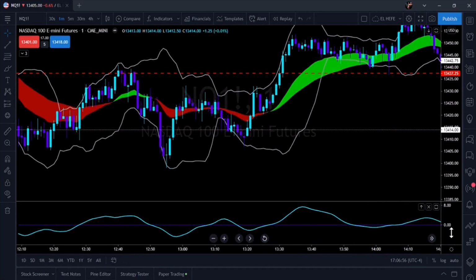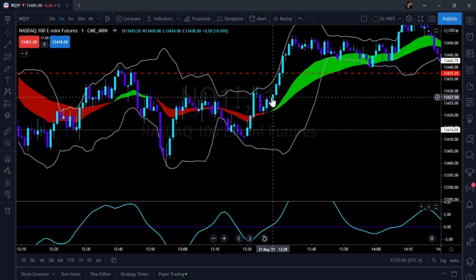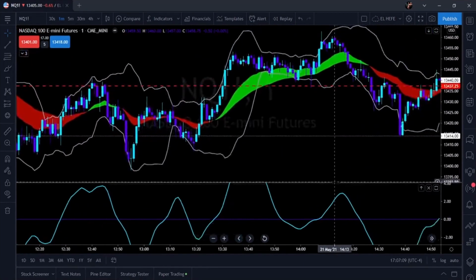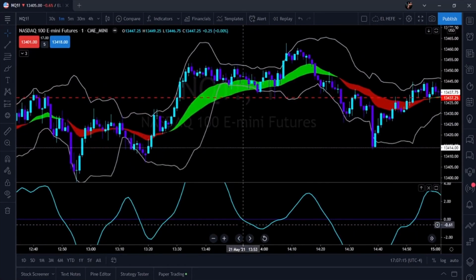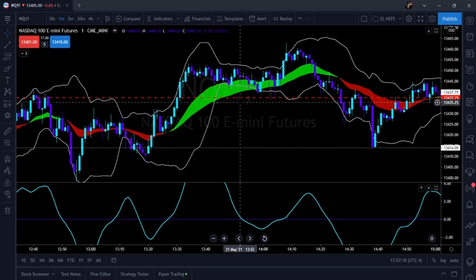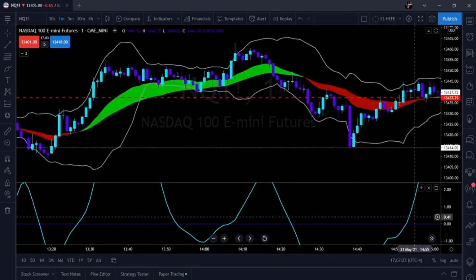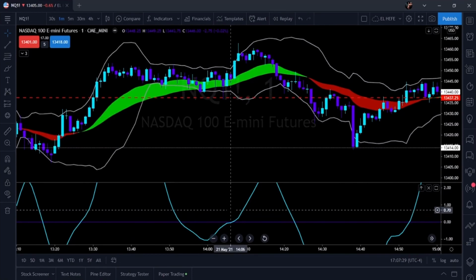Here we are again. We crossed in these three bars right here, and none of them gave the signal. Yeah, we crossed, and none of these three bars right here gave the signal. Looks like where we crossed to the upside. So here's where we crossed.